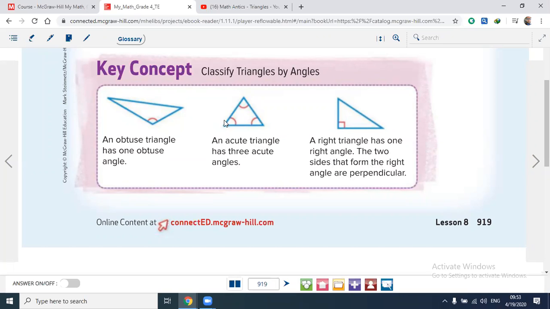So I have here 3 types of triangles according to their angles: obtuse, acute, and right. An obtuse triangle has only 1 obtuse angle, and the other angles are acute. An acute triangle has 3 angles, all of them acute. A right triangle has only 1 right angle, like a square corner like this, and the other angles are acute. Okay, I will let you now with this.